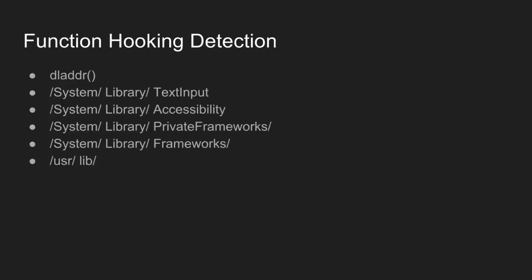So this is another neat one you can do here too. To detect if there's function hooking, like if you use Frida or any of the other hooking tools, there's a few things you can do. There's a neat little function called dladdr, and how that works is essentially you give it a pointer, and it'll tell you where that process originated from, which is pretty cool. Now on iOS, on a non-jailbroken device, your process is going to come from either system library, text input, accessibility, private frameworks, or user lib. If it's anywhere else, then it's got to be a jailbroken device, or it's got to be hooked somehow.